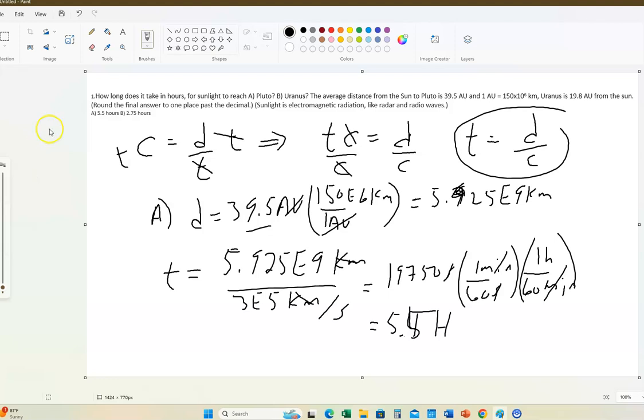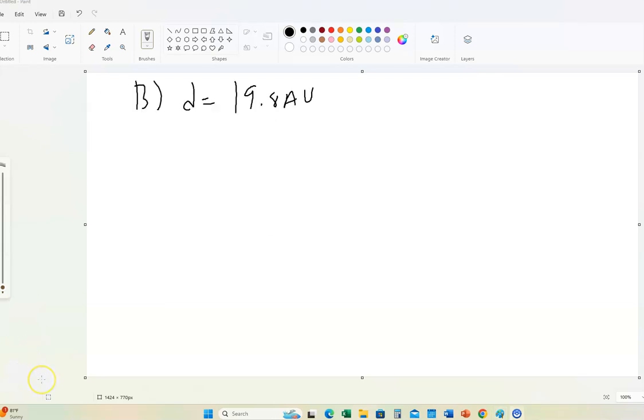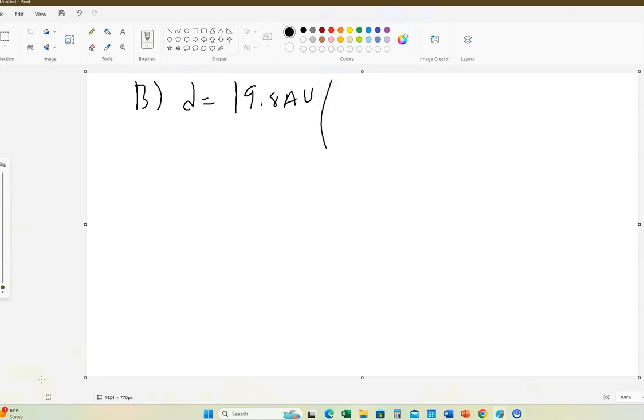All right, let's do part B. So part B, it's basically the same steps, but now you're using 19.8 astronomical units. All right, so here's part B. So it's 19.8. That's the average distance between the sun and the planet Uranus. And so we just say, all right, well, in 1 astronomical unit, 1 AU, there are 150 million, and so 150 times 10 to the 6th kilometers. All right, just like we did in the last problem. So that's converting it. So 19.8 times that.